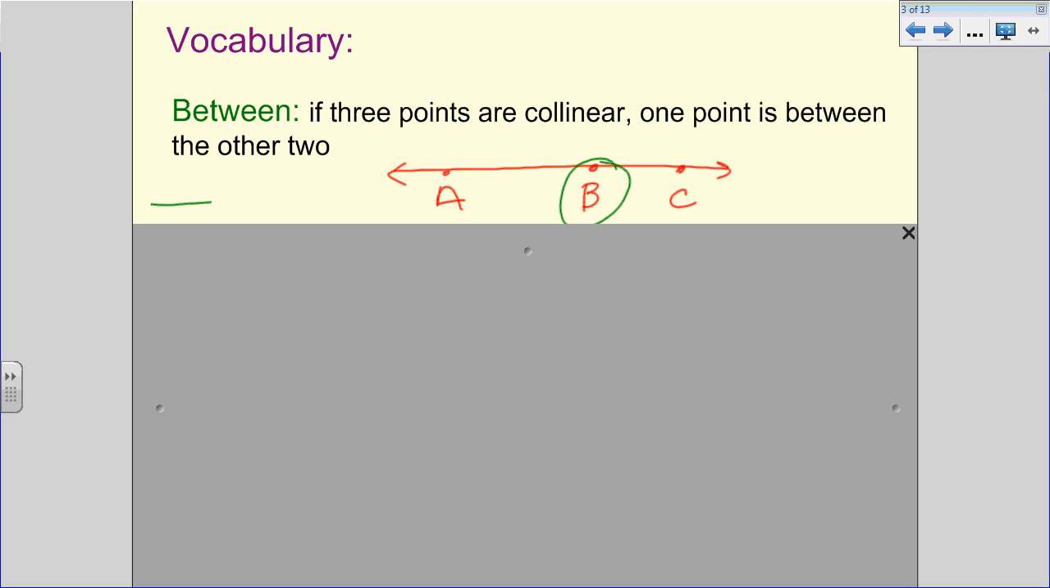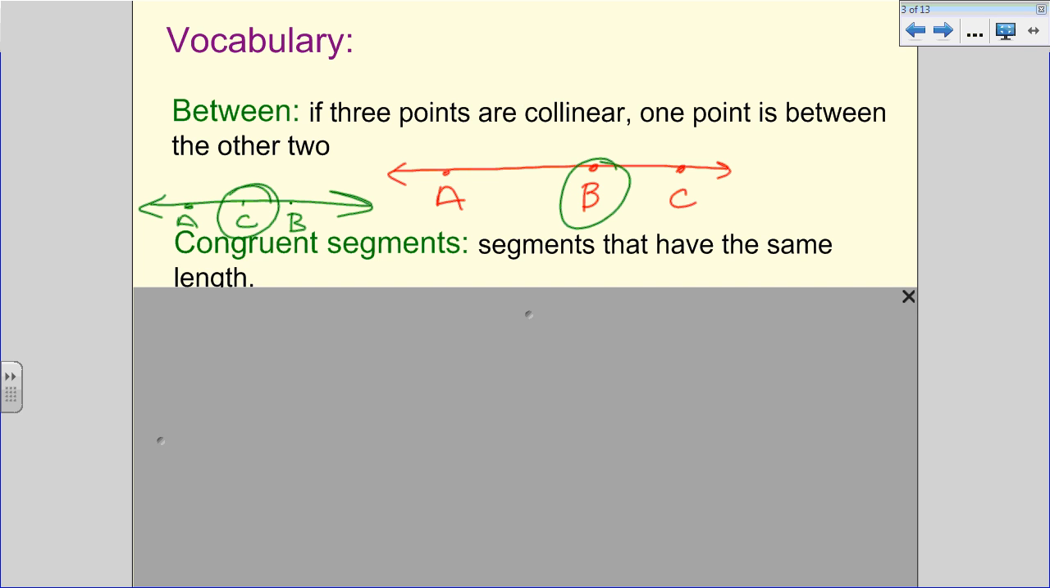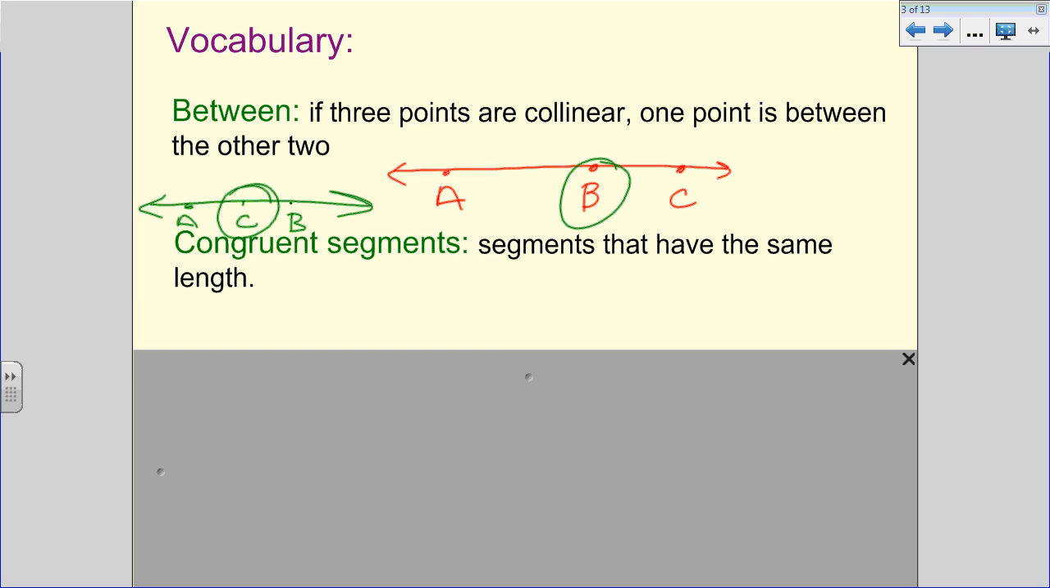I could have done A, B, and if I put C here, I still have a point that's between those. So anytime you have 3 collinear points, one's going to have to be in between them. And then congruent segments are just segments that have the same length.